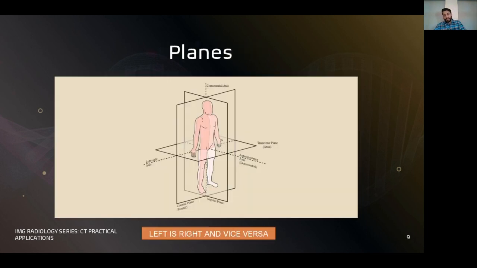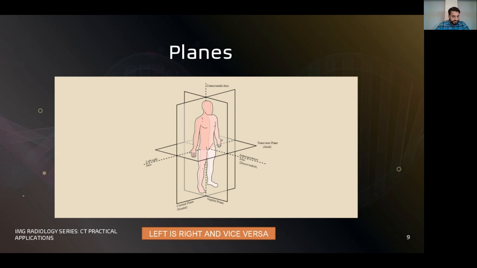Great. Another concept to understand is planes. Again, there's your sagittal, your coronal, your transverse as well, or axial plane. Once again, this isn't so important just yet, because most of the time your CT scans will be seen in an axial plane, so as if the body's been cut in half, but you could also see it in coronal planes as well, for example.